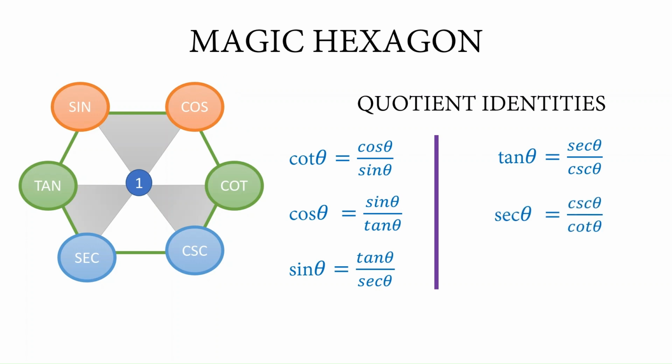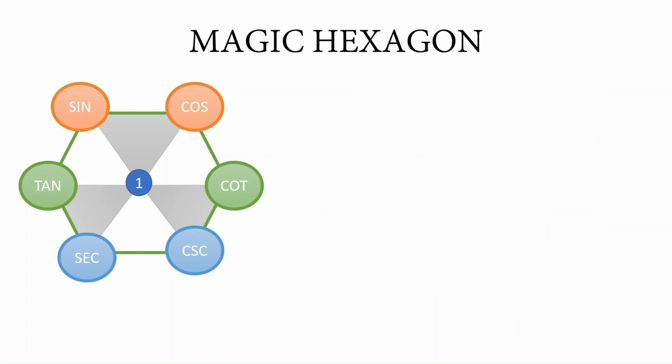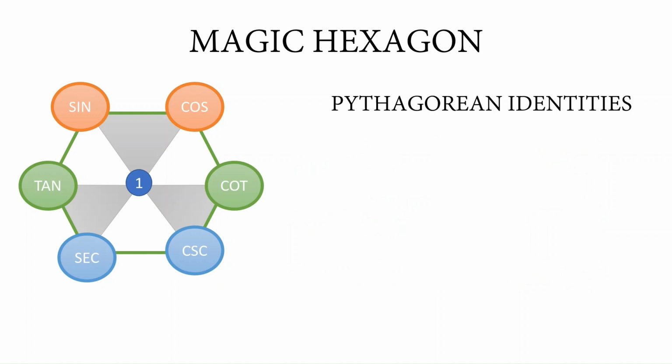For secant, it is cosecant upon cot. For cosecant, it would be cot upon cos. So like this, we can write the quotient identities with the help of the hexagon. And the next thing we can do with this hexagon is to write the Pythagorean identities.